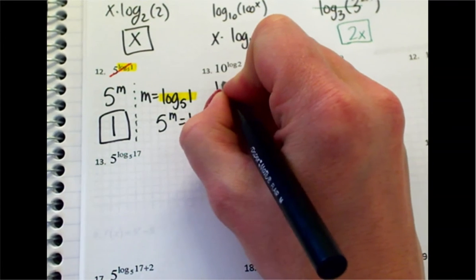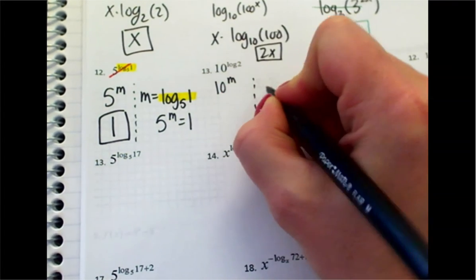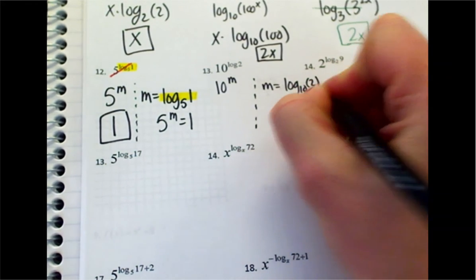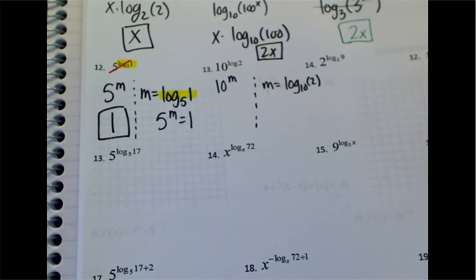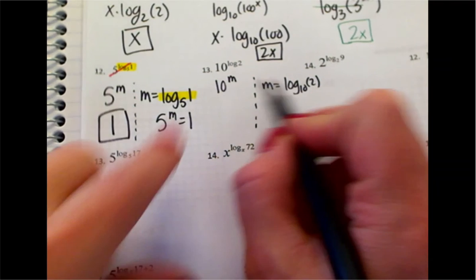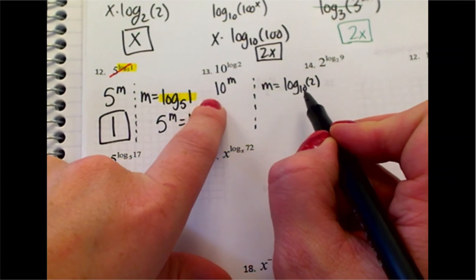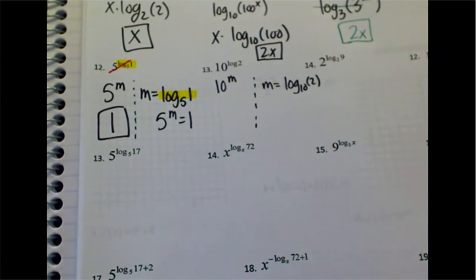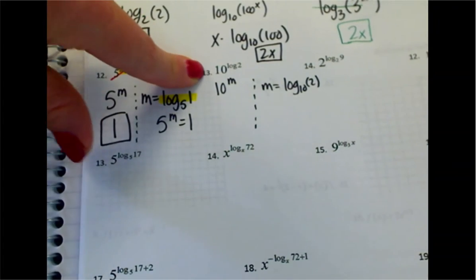This is 10 to the m, where m equals log base 10 of 2. Now I had to write in the base of that exponent there because it was missing. It was the common log. These two things composed together, right? That's what substitution is, composition, actually gives me the original statement.